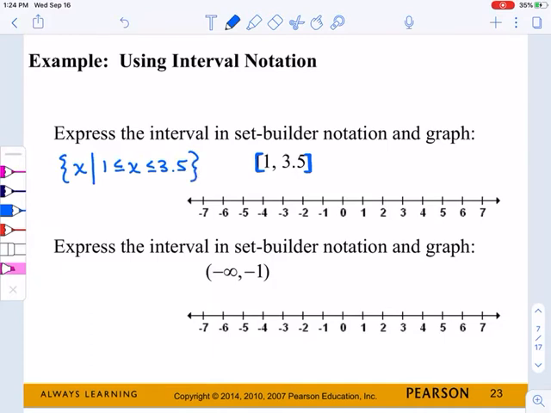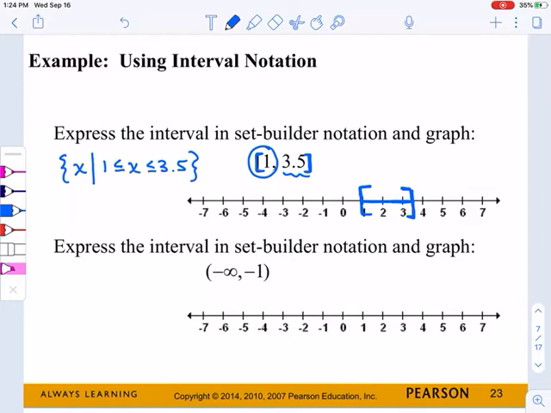That's my set builder notation. And if I take it to the graph, at 1, I'm going to put a bracket, positive 1, I'm going to put a bracket. And at 3.5, I'm going to put another bracket. So 3.5 is halfway between 3 and 4. So that means I'm going to have another bracket in here. And that's just showing that I have my values that are in between 1 and up to 3.5, and I'm including those.